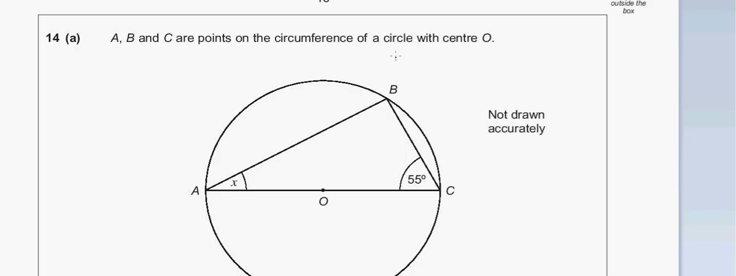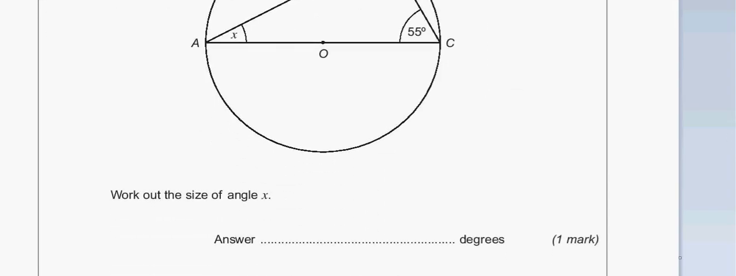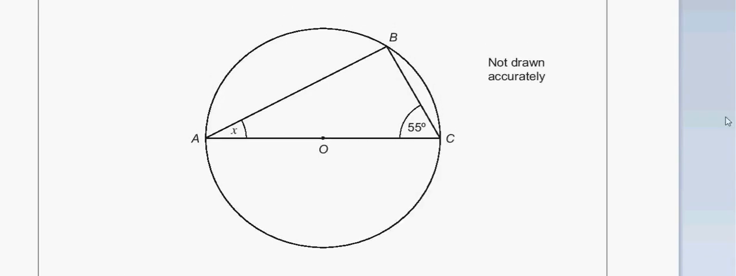Okay, so 14a. Here we have a triangle in a circle, so we're involved in circle theorems. A, B and C are points on the circumference of a circle. We can see that all the points of the triangle are touching the circle, and A to C is coming across the centre of the circle, so this is the diameter. The question says, work out the size of angle X. So we need to find this angle X.